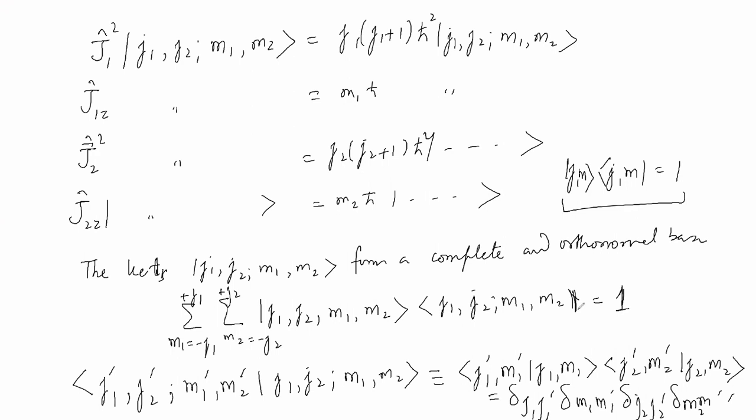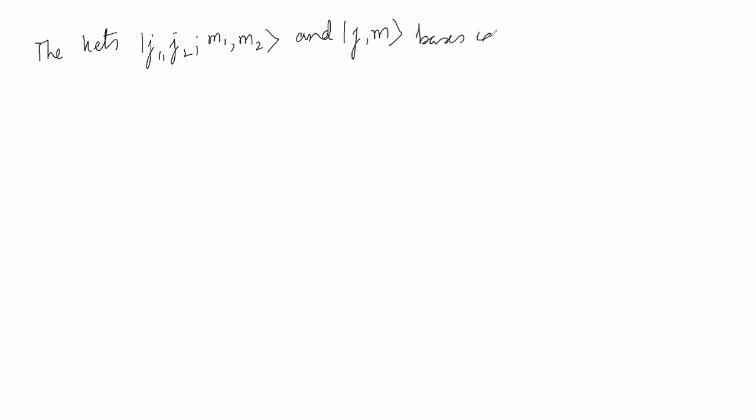Now the important point is that J1 and J2 will combine to give us J, and M1 and M2 will combine to give us M, the total J and the total M. Therefore, the important point is that we will write that the ket J1, J2, M1, M2 and the ket JM bases can be connected by means of a transformation.